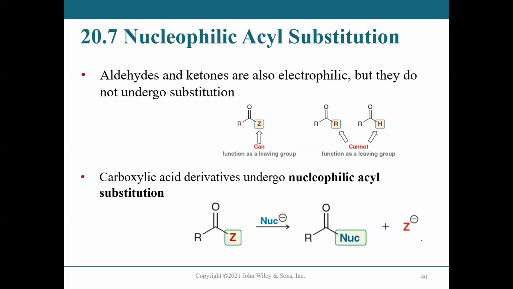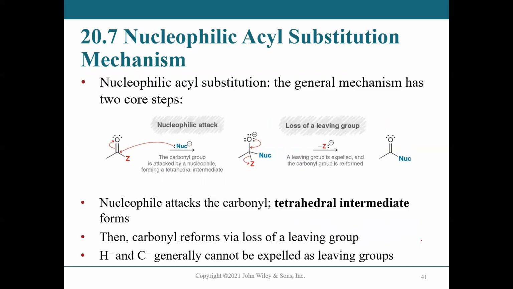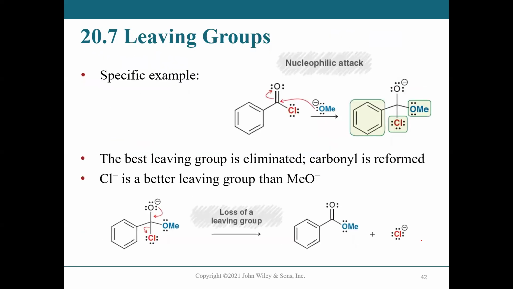Aldehydes and ketones are also electrophilic, but they do not undergo substitution. And carboxylic acid derivatives undergo nucleophilic acyl substitution. Nucleophilic acyl substitution, the general mechanism, so we have a nucleophilic attack followed by the loss of a leaving group. So we have a really good leaving group right here with the chlorine. We have a nucleophilic attack, and we have the loss of the leaving group.